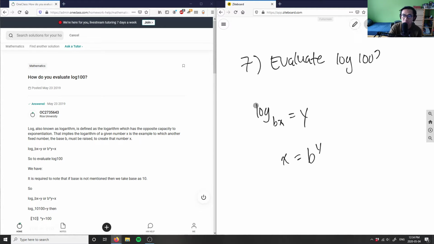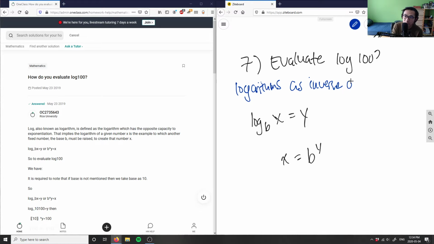So let me just redraw this, I think this is kind of messy. This is log base b of x equals y, and the moment we move log to the other side, we get x equals b to the power of y, right? So this log becomes the base of our exponent. That's the inverse of log, right? So you can think of logarithms as the inverse of exponents.